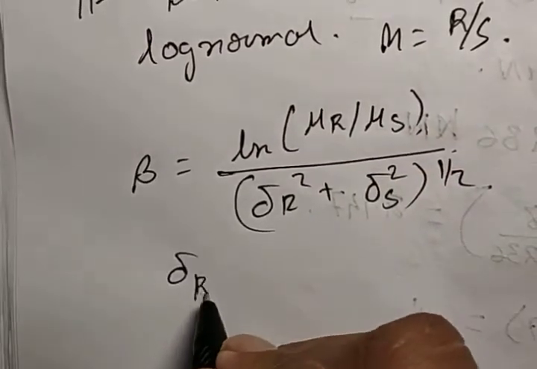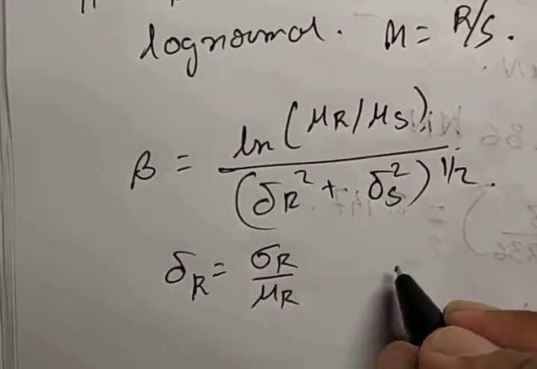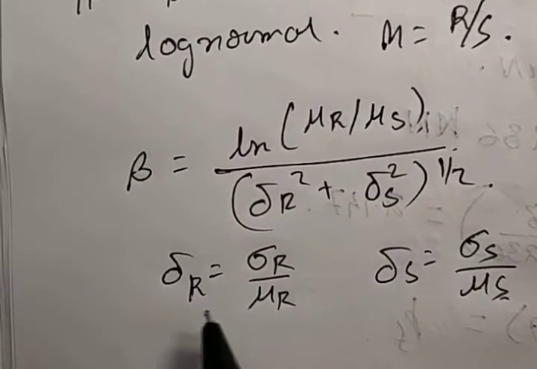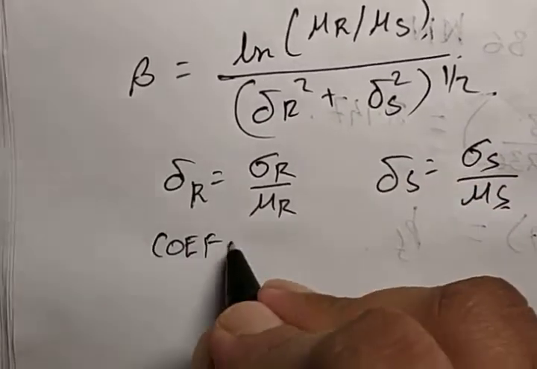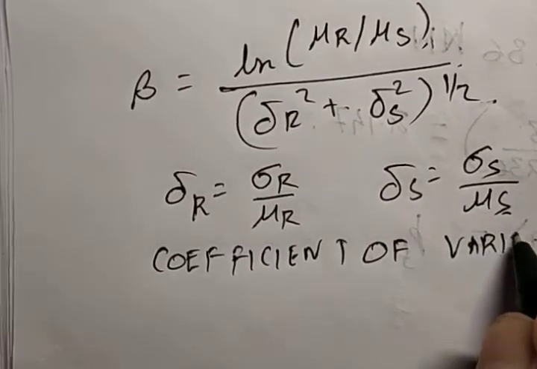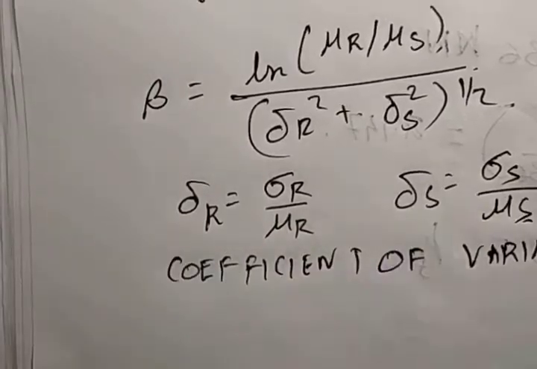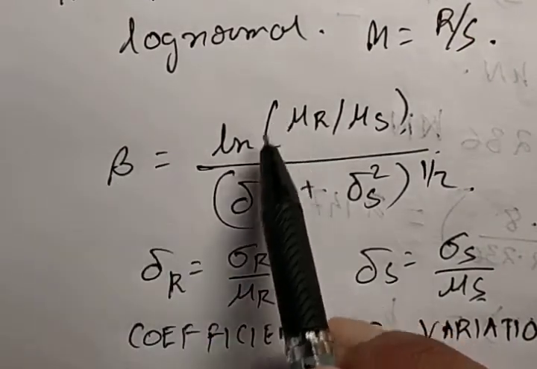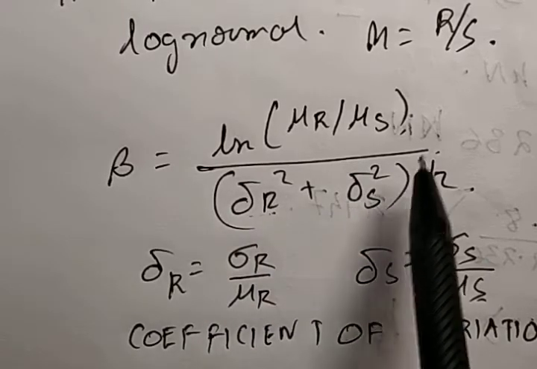What is delta R? Delta R is standard deviation of R divided by mean of R, and delta S is standard deviation of S divided by mean of S. What is it called? Coefficient of variation. Coefficient of variation, if you remember, is standard deviation divided by mean. So in case both are log normal, you will simply find out beta by ln mu R by mu S divided by the coefficient of variation of R squared plus coefficient of variation of S squared, whole to the power half.